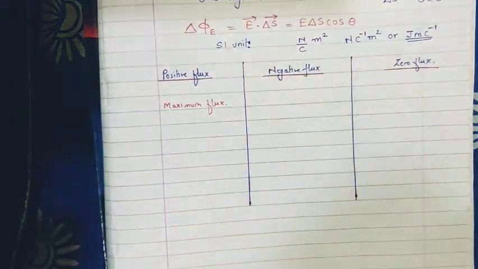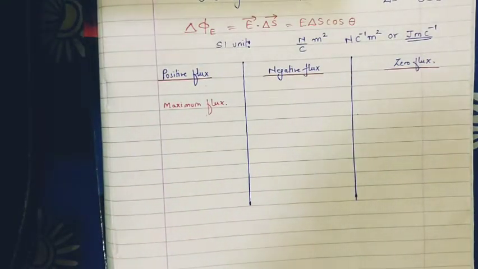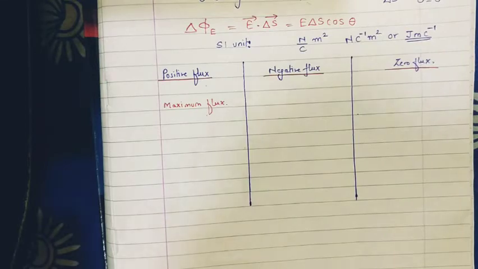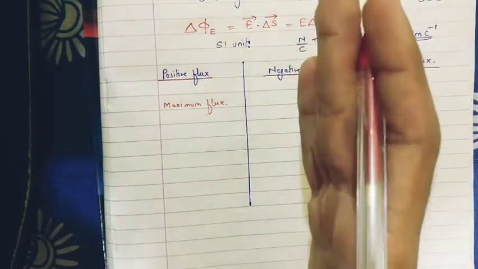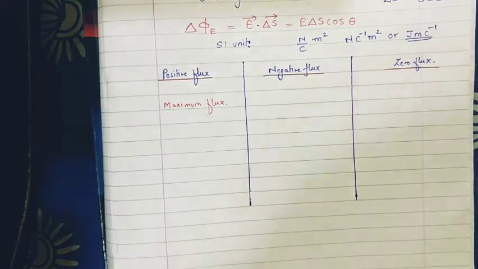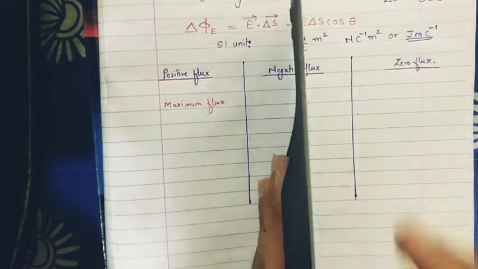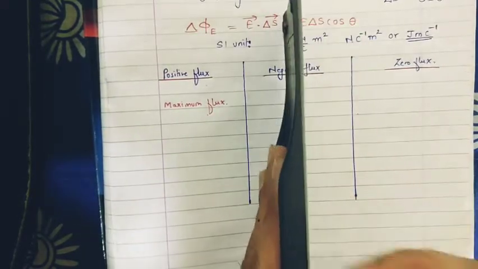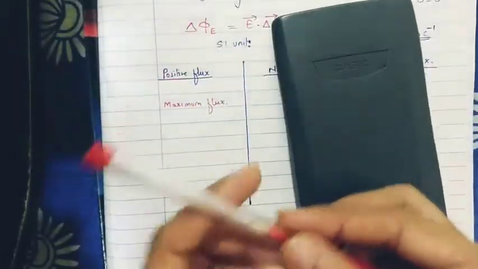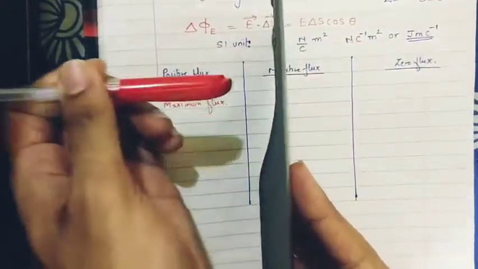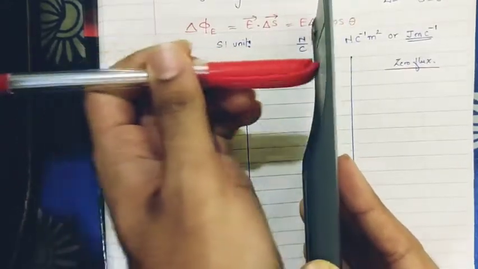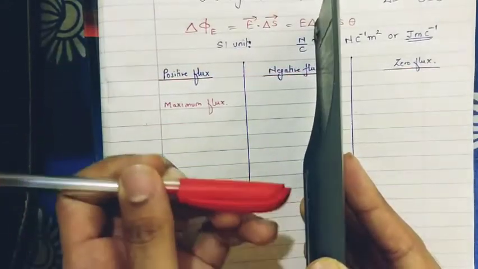Flux, I told you, is the number of field lines passing through a particular area. So when will the number of field lines passing through a particular area be maximum? Obviously when the area is exactly perpendicular to the field lines. For instance, if this is my area, and I keep my area like this, and the electric field is going this way through this area, the field lines passing through this area will be maximum.